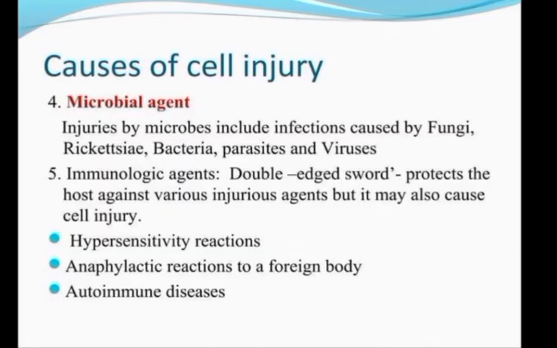The major role of the immune system is protecting the body from infections and harmful substances, but in some conditions abnormal immune reactions can cause tissue injury. Examples are hypersensitivity reactions, anaphylactic reactions, and autoimmune diseases. In these conditions our own immune system will attack our body tissues.